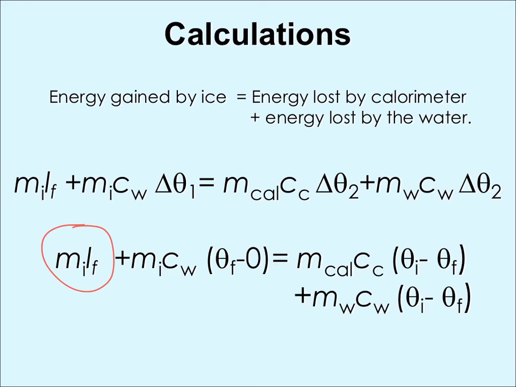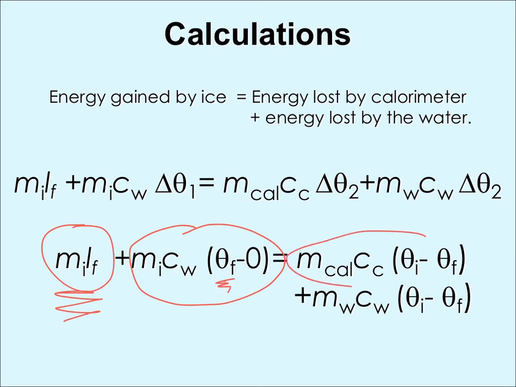We have, first of all, the amount of heat to melt the ice. This is the ice turned into water, heating up to the final temperature, the temperature at the end of the experiment. This is the heat being lost by the calorimeter. This is the heat being lost by the water. We have to assume the heat gained by the ice in melting and heating up must be the same as lost by the calorimeter and the water, or else we can't really do the experiment.